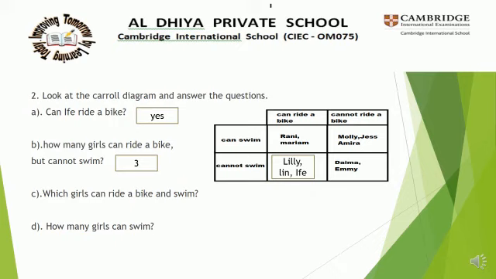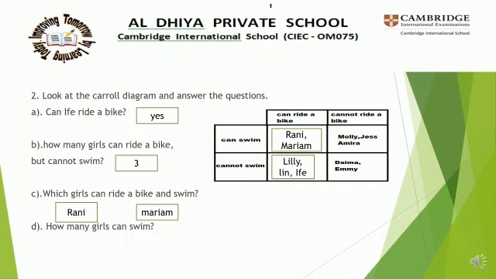Question number C. Which girls can ride a bike and swim? They are asking which girls. Tell the girls' names. They can ride a bike and also they can swim. See here in the first, Rani and Mariam. Now I highlight their names. Rani and Mariam. Their names are under the can ride bike list and they can swim. So Rani and Mariam is the answer for that one.